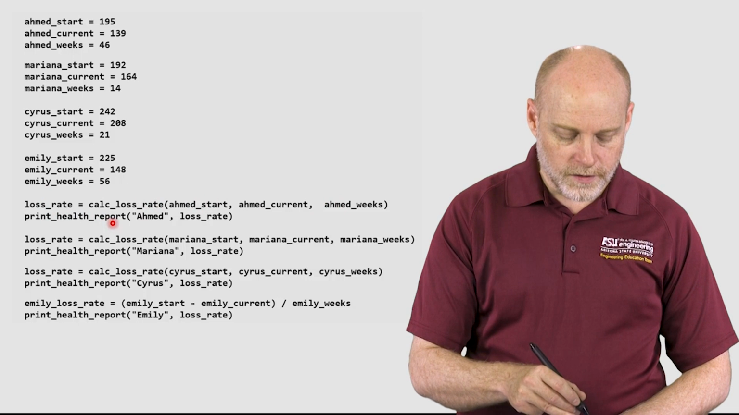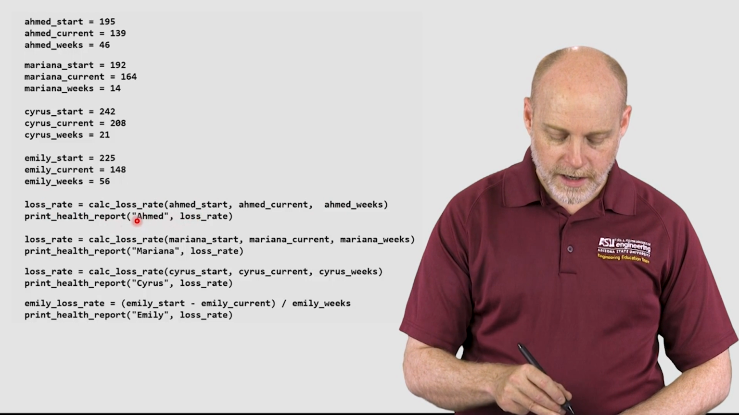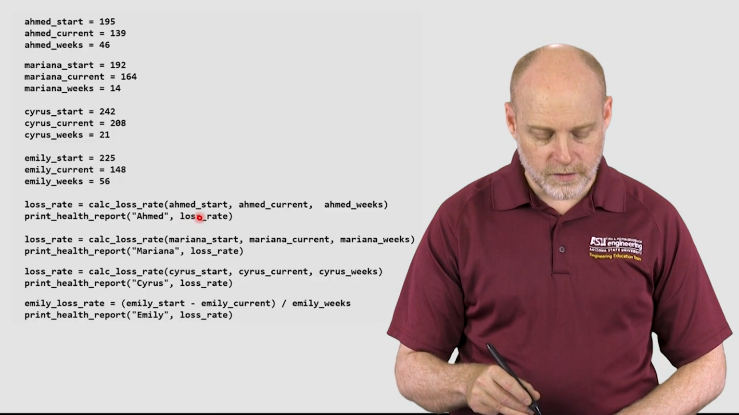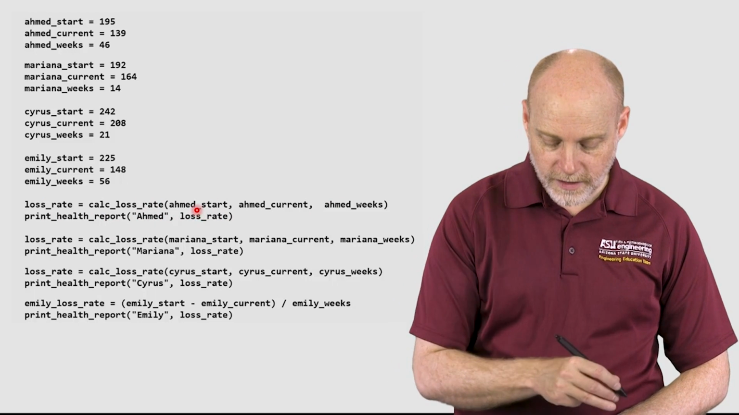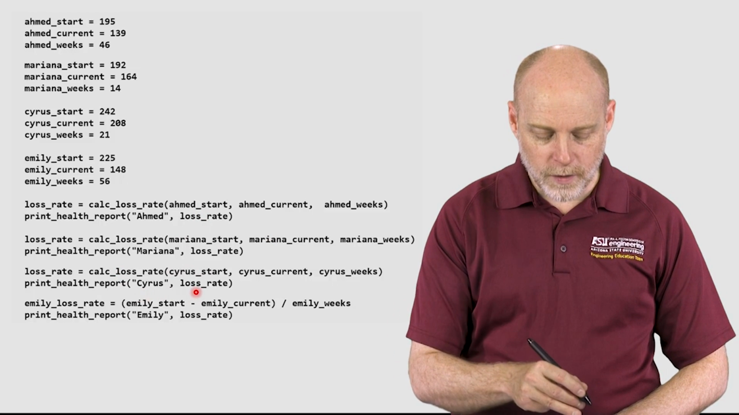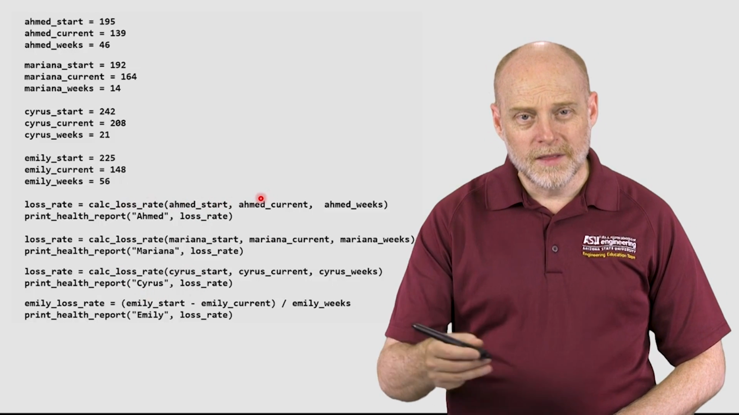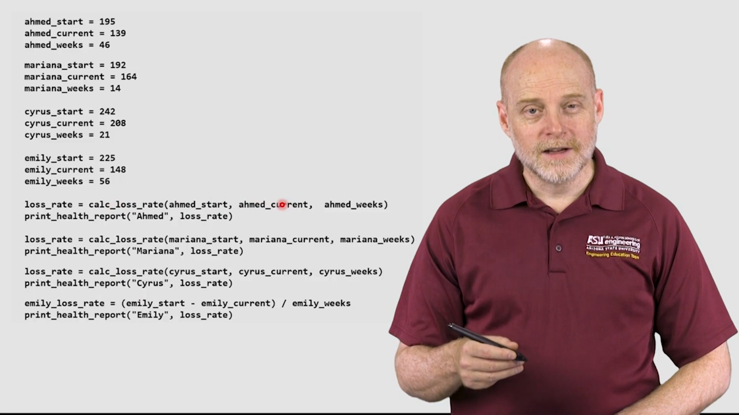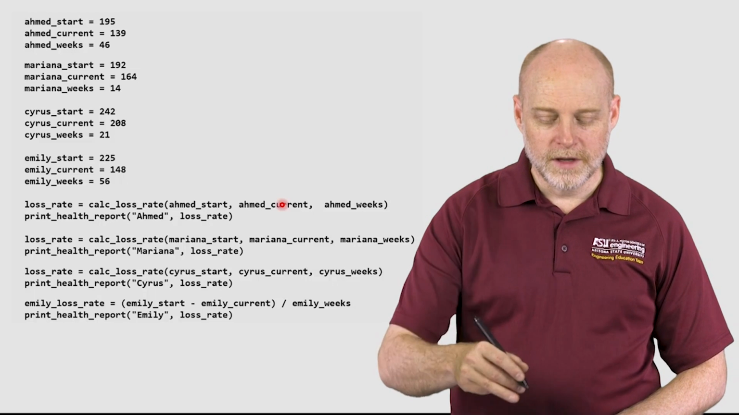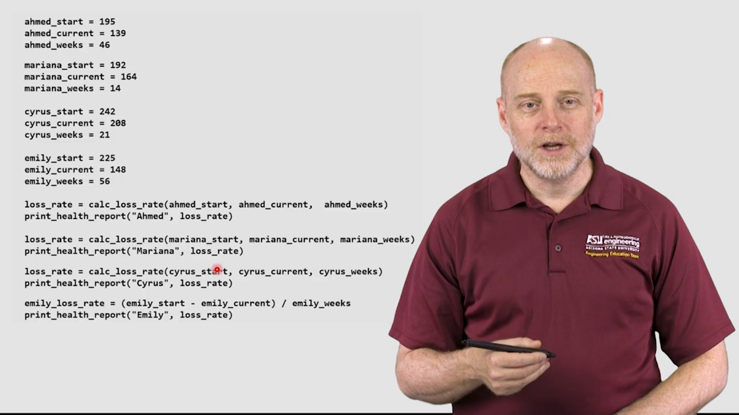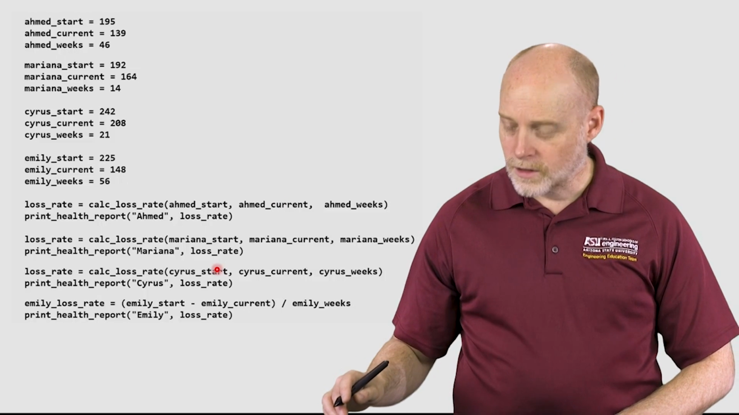And then we could call this print health report function, and we could give it the name of the client and the value of whether or not their loss rate is a healthy loss rate. And we could call that function every time we need it. And that way, if there were an error in that equation, the error only exists in one place. It only exists inside this function, and we only have to change it in one place rather than going through each line of code that does that operation, correcting that error, and so on.